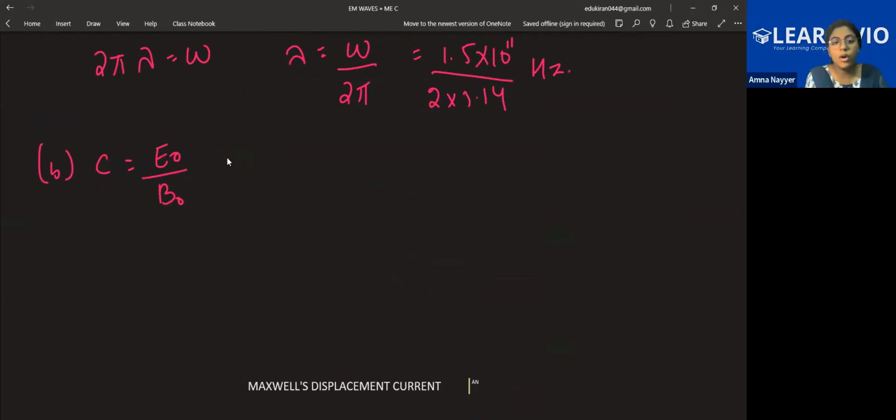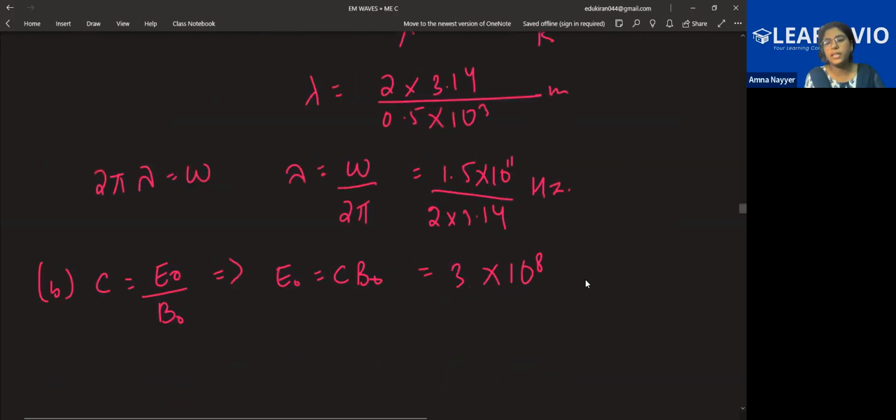What is E naught? We have to find it out because B naught is given. So we'll calculate the value of E naught as C into B naught. So this will be straight away 3 into 10 to the power 8, and B naught was given as 2 into 10 to the power minus 7. So this is 60 Newton per coulomb. Okay, so this is E naught.